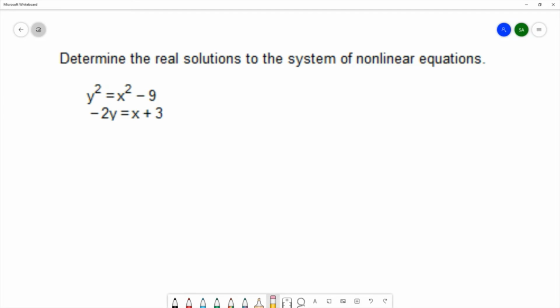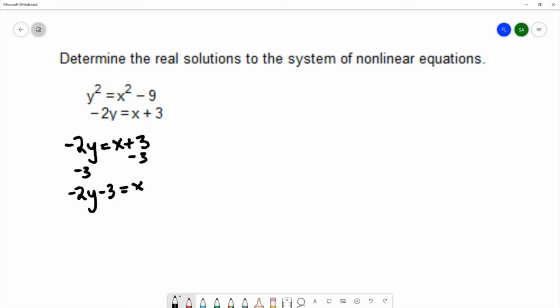So as I look at these different variables, I notice that this one, x, doesn't have a coefficient on it. And so that's going to make this the easiest one to solve for. So I'm going to start with that second equation, negative 2y equals x plus 3, and I'll solve for x by subtracting 3 on both sides. So I have negative 2y minus 3 equals x.